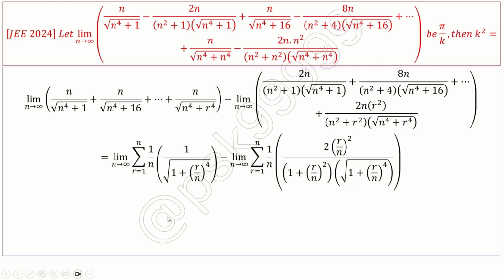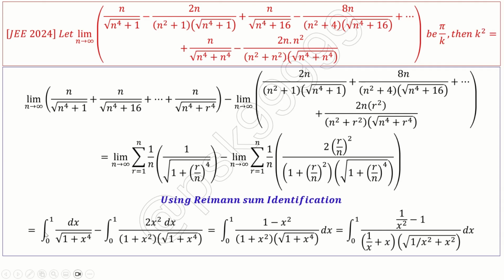Okay. So this is integration of 0 to 1, 1 by square root of 1 plus x to the power of 4 minus integration from 0 to 1 of dx by 1 plus square root of 1 plus x to the power of 4 minus, again, integration from 0 to 1 of 2x square divided by 1 plus x square into square root of 1 plus x to the power of 4.